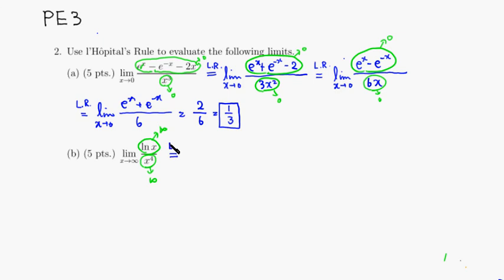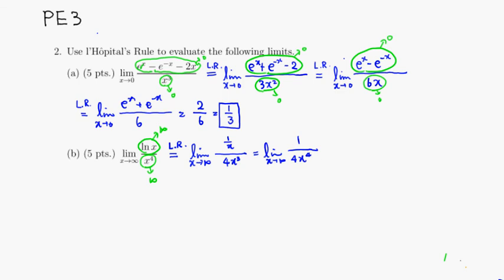So we can apply L'Hopital's rule. So we have a limit as x approaches infinity. The derivative of natural log is 1 over x. The derivative of x to the 4th is 4x cubed. If you rewrite it, limit as x approaches infinity, I can put this x on the bottom, then combine. So 4x to the 4th power.